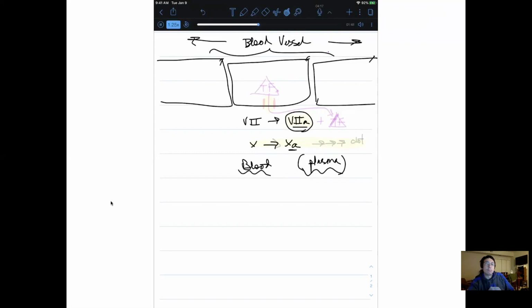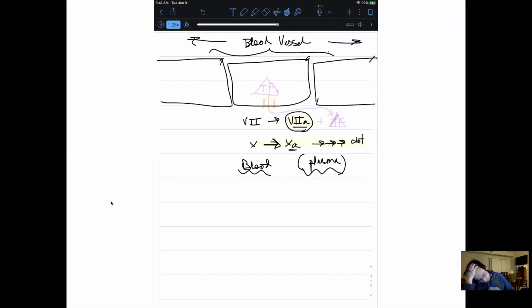But then the question you should have been asking yourself is, well, if some 7A was always present, then you'd always have cleavage of 10 to 10A, and then you would go down the pathway and always have a clot forming. This is where the second part comes into play, of TF, the tissue factor. It's called tissue factor because it's located in the tissue itself.